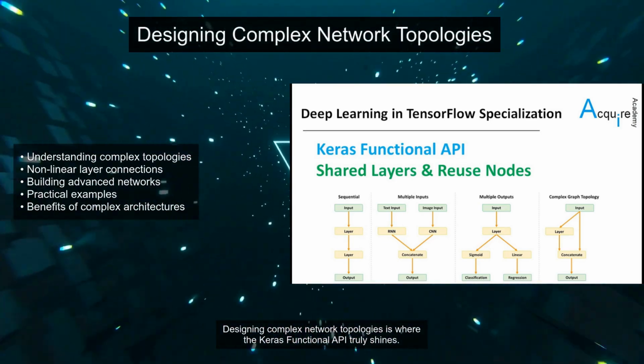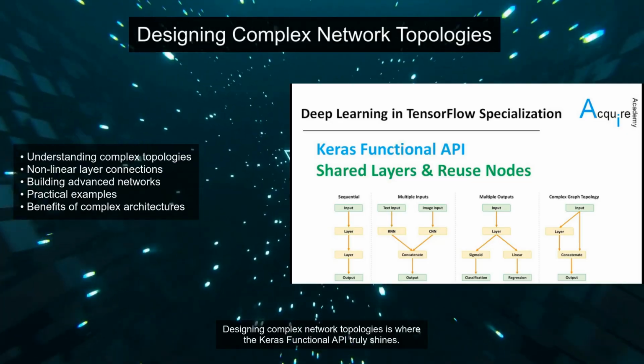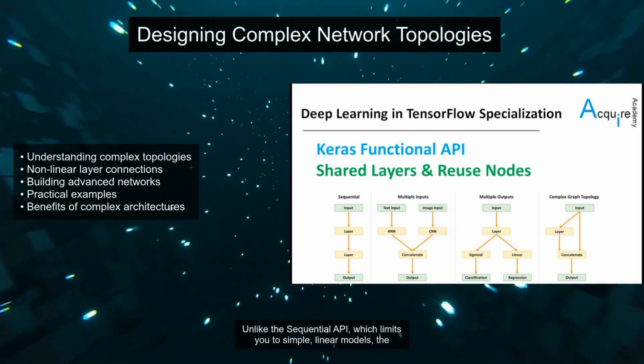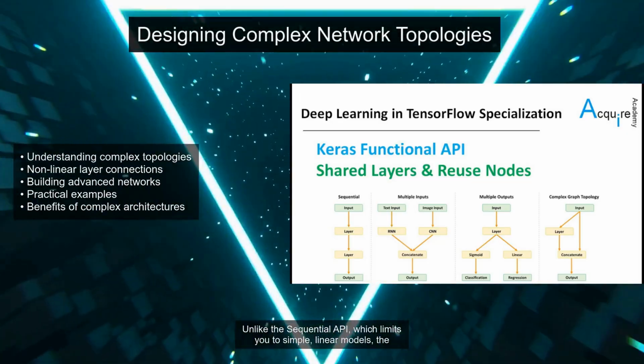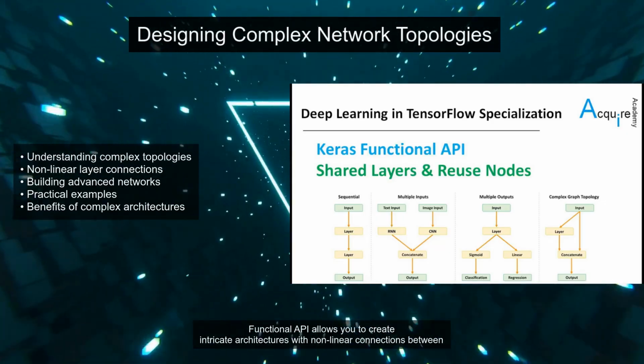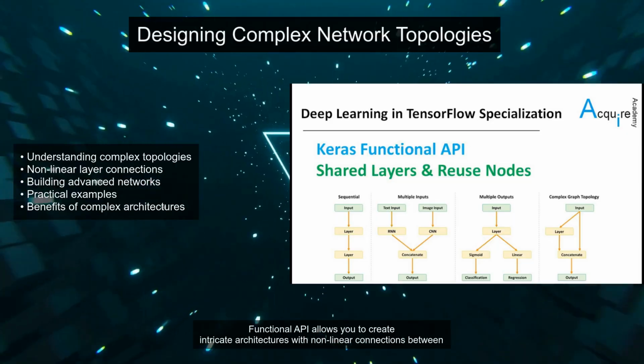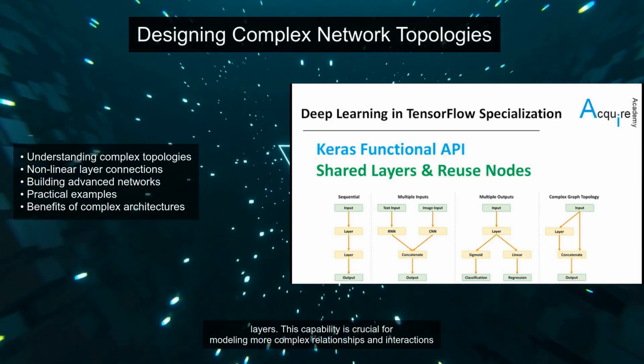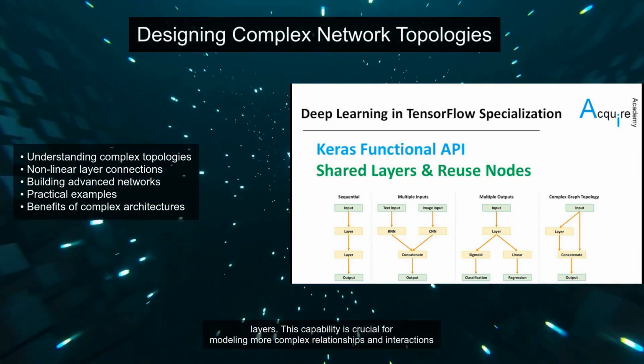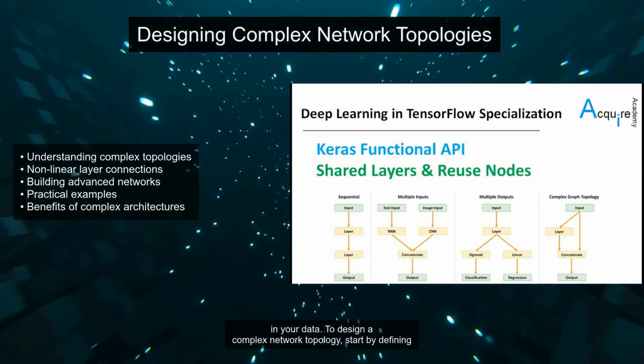Designing complex network topologies is where the Keras Functional API truly shines. Unlike the Sequential API, which limits you to simple, linear models, the Functional API allows you to create intricate architectures with nonlinear connections between layers. This capability is crucial for modeling more complex relationships and interactions in your data.